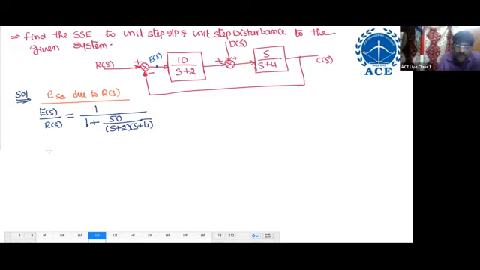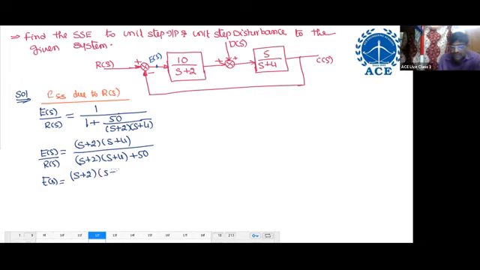Now find E of S. (S plus 2) into (S plus 4) divided by (S plus 2) into (S plus 4) plus 50, into R of S. So what is E of S? E of S equals (S plus 2) into (S plus 4) into R of S divided by S square plus 6S plus 58.